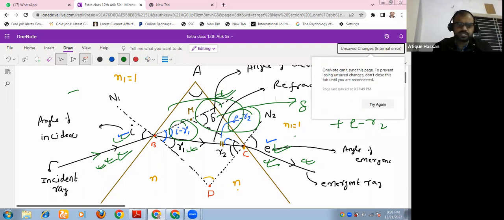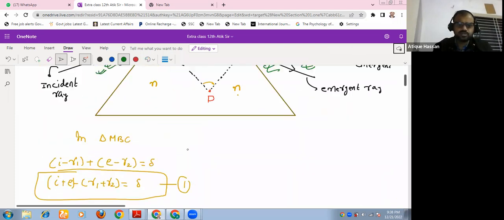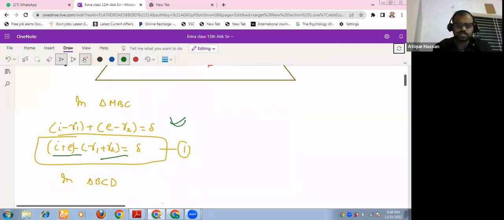We can write delta, the same is written here. Delta will be equal to I minus R1 plus E minus R2. Then you can rearrange it like this: I plus E minus R1 plus R2. This is the deviation produced by the prism.